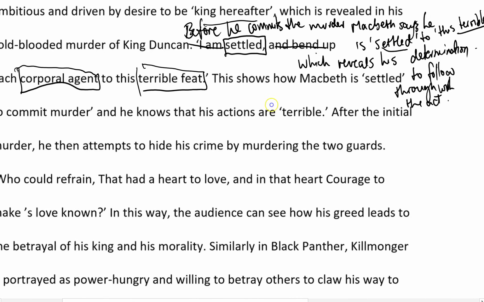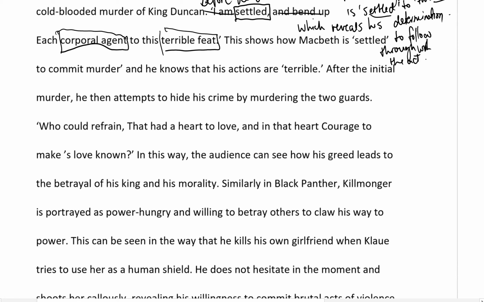Then we have, after the initial murder, he then attempts to hide his crime by murdering the 2 guards. And here's another dangling quote. Who could refrain that had a heart to love, and in that heart courage to make love known? So this is actually what Macbeth says when the other thanes approach him and saying, why did you commit this murder? Why did you kill these 2 guards? And he's justifying his action, and he says, who could refrain that had a heart to love?